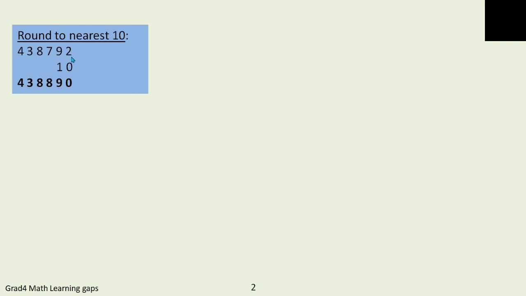Now if it is 5 or more than 5, you will add 1 to the rounding off place, and if it is less than 5, you will keep the rounding off place as it is. Okay, so here 2 is less than 5, so I'll keep the rounding off place, that is 9, as it is. So my number will be 4,38,790.